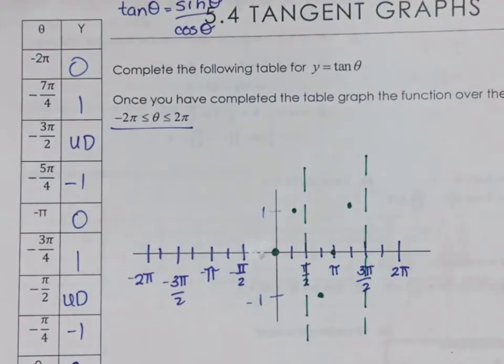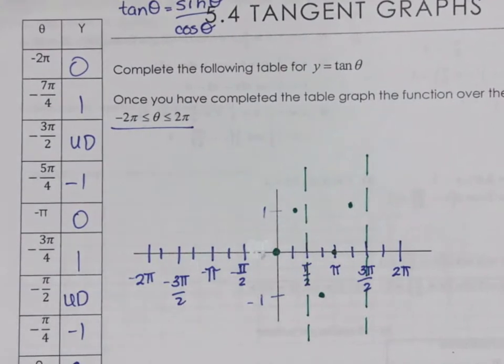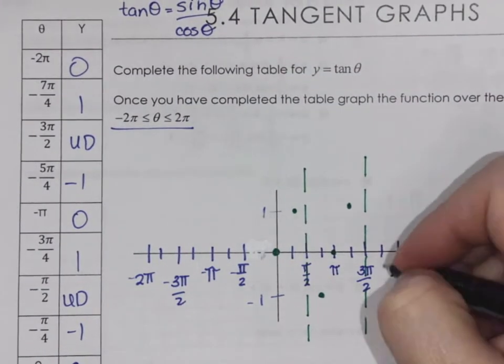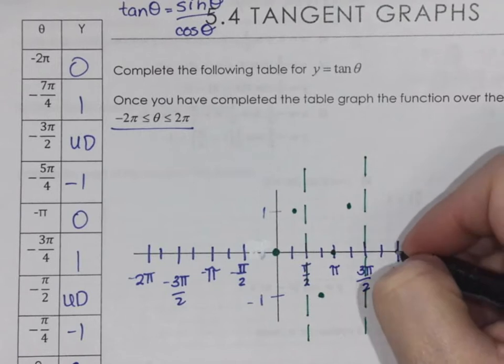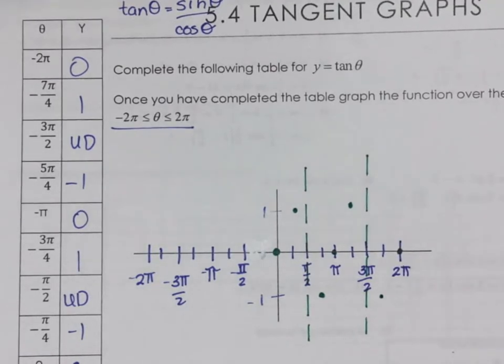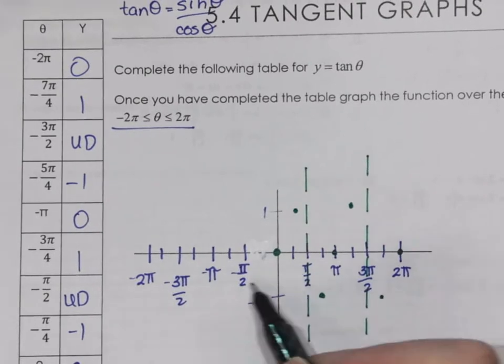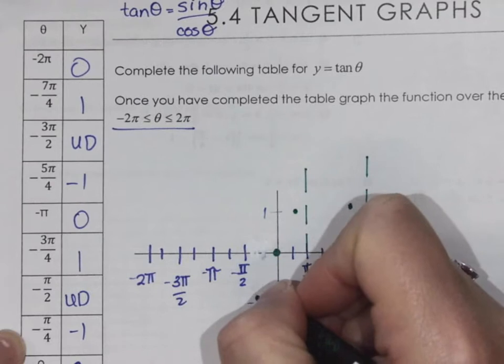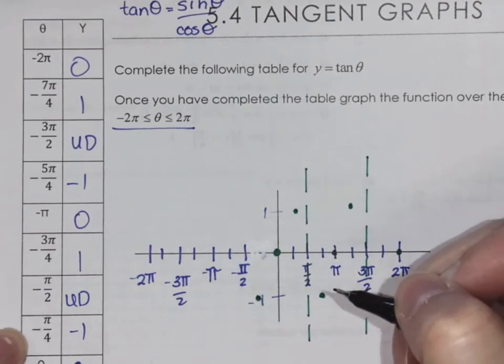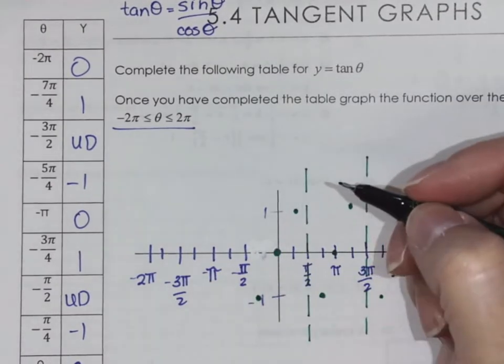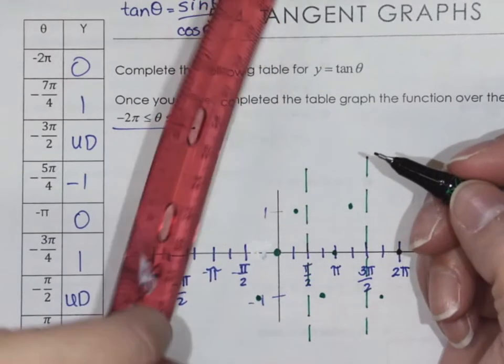Then at 7 pi over 4, I'm at -1. And at 2 pi, I am at 0. Okay, and then on this side, at negative pi over 4, I'm at -1. At negative pi over 2, sorry, I am undefined again.